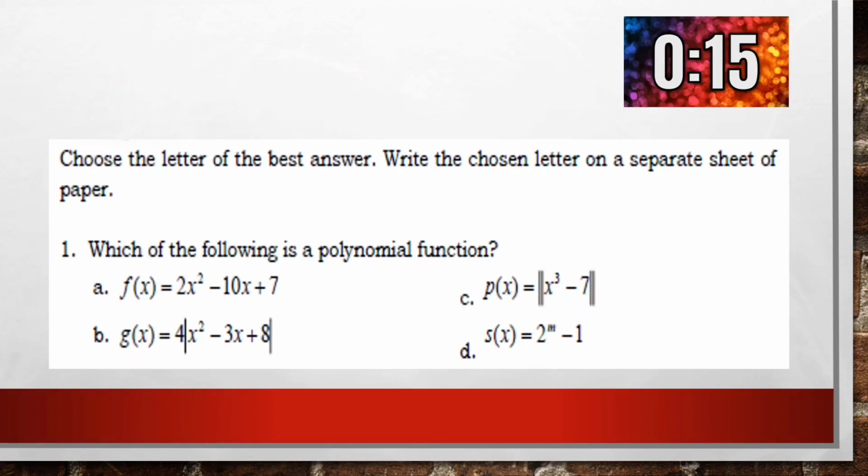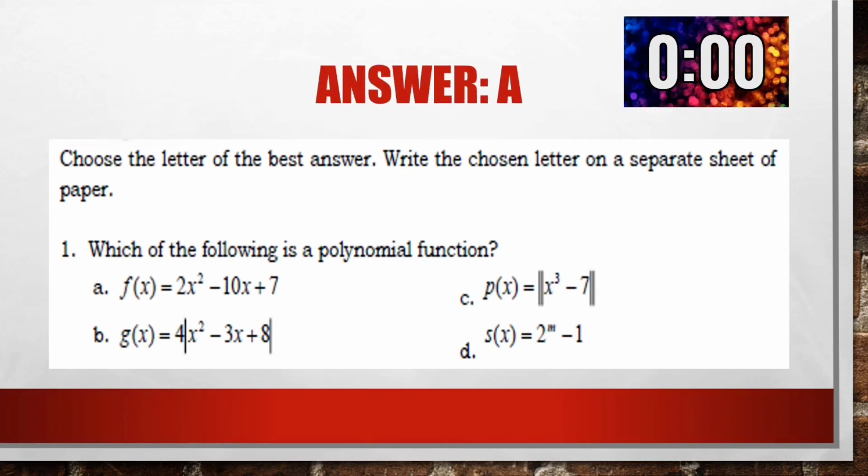Choose the letter of the best answer. Write the chosen letter on a separate sheet of paper. In question number 1, which of the following is a polynomial function? Timer starts now. And the correct answer is A. Let's proceed to the next question.